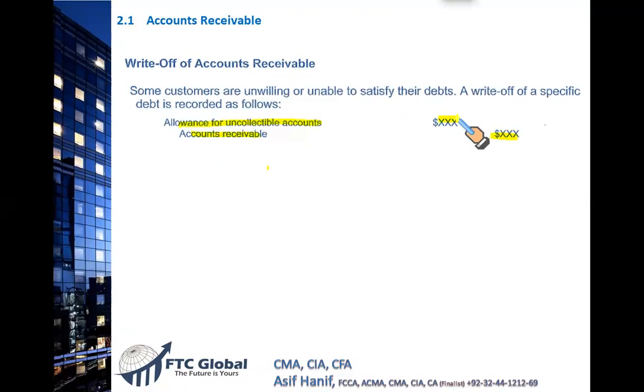Now this is interesting. This entry is not going to affect your income statement. Zero impact. And this entry is going to have zero impact on your net current assets. It will have no impact upon your income statement, no impact on the balance sheet amounts or net amount of the current assets. Right? How? Let me explain. Allowance for uncollectible account is not an income statement item. Account receivable is not an income statement item, which means the income statement is not affected by this entry.